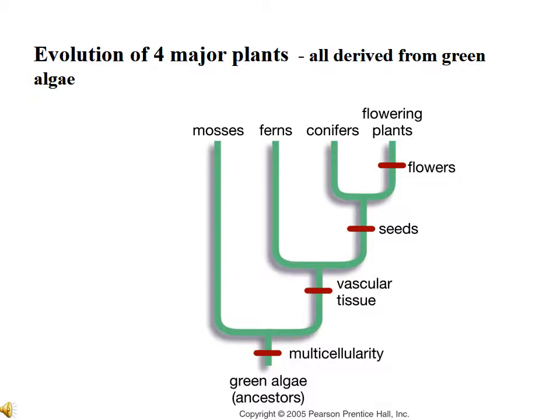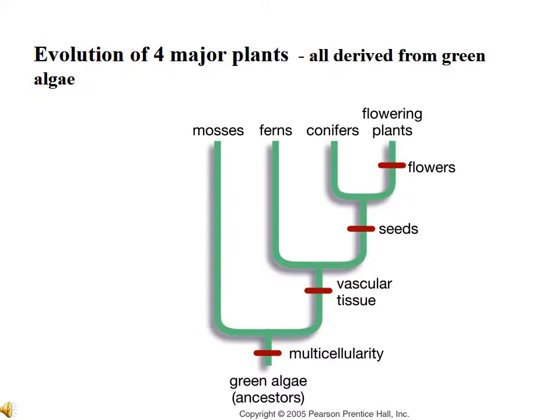At the same time, while the mosses were evolving, we see that vascular tissue came to being. Vascular tissue is a very important innovation in that it allows plants to become bigger. So as a result, ferns are much bigger than mosses. So we're looking at this with respect to key evolutionary innovations.